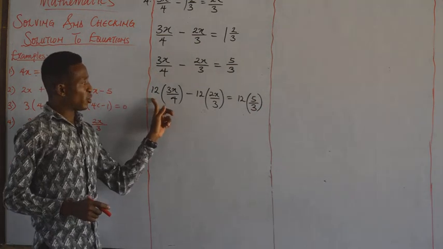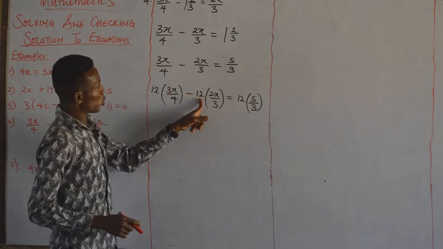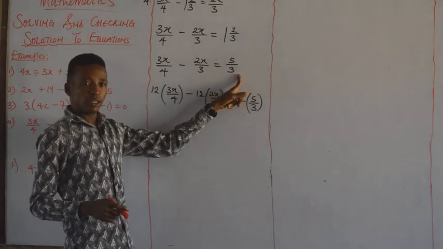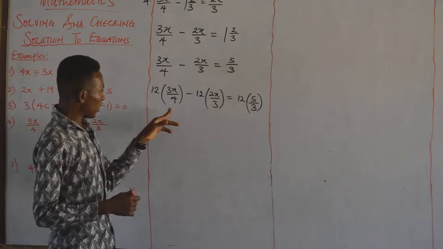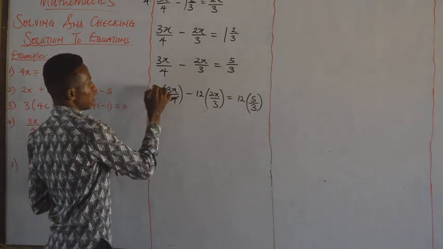Now I've used the 12 to multiply each value: 12 to multiply the first fraction, 12 to multiply the second fraction, 12 to multiply the third fraction. Now I want to eliminate the fractions. How many 4s will I see in 12? It will go 3 times. So that means this cancels this, and we are left with 3.